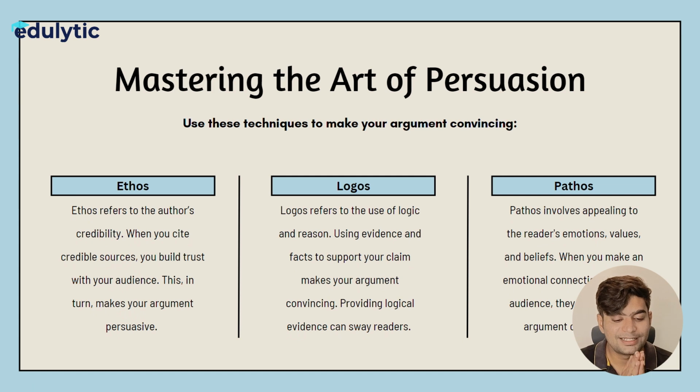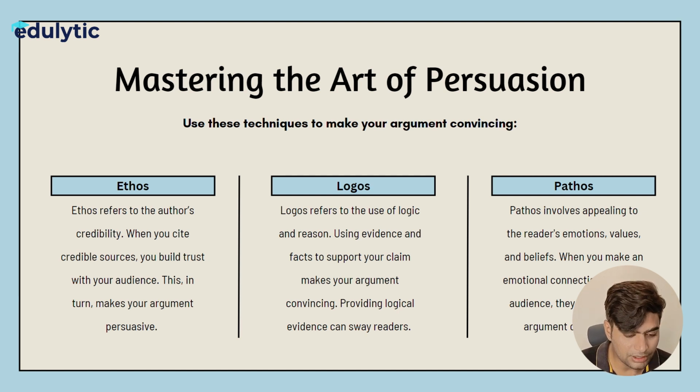Then we have the art of persuasion. How can we write the argument in such a way that it would be more convincing to your audience or your reader? In such a case, you are going to use the following techniques to make your argument convincing. These techniques include ethos, logos, and pathos.